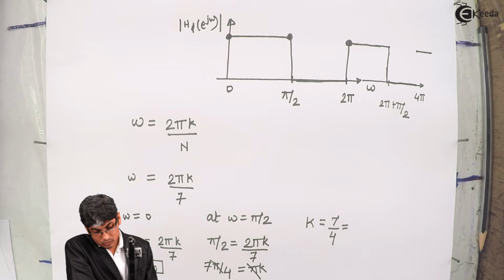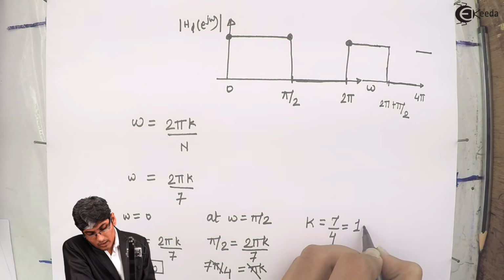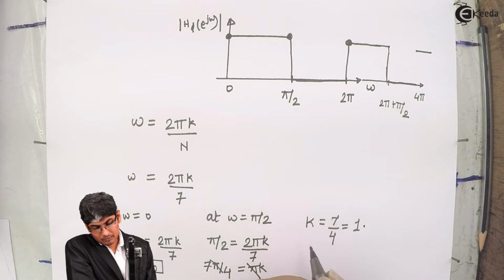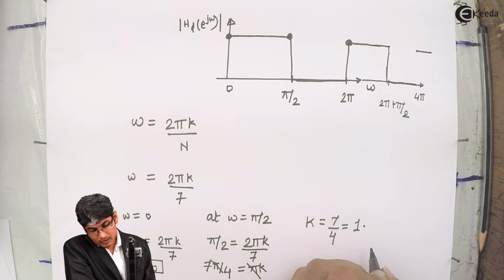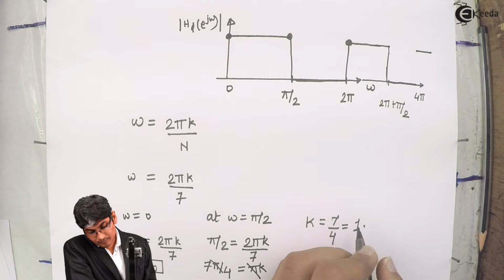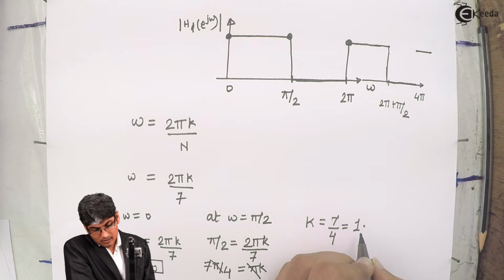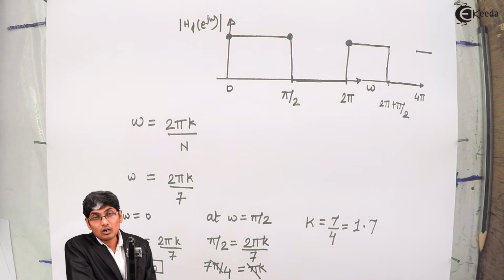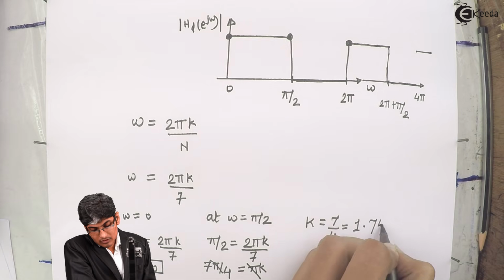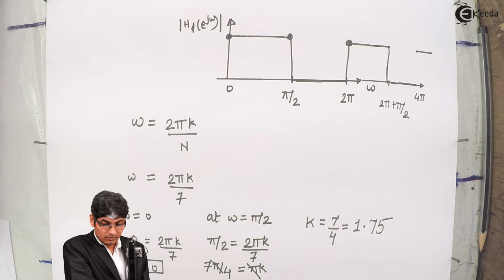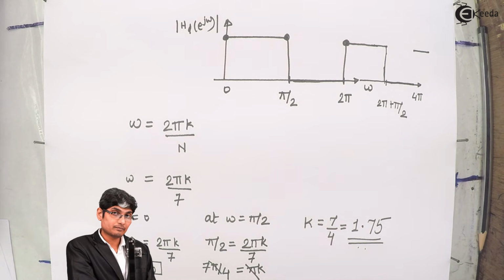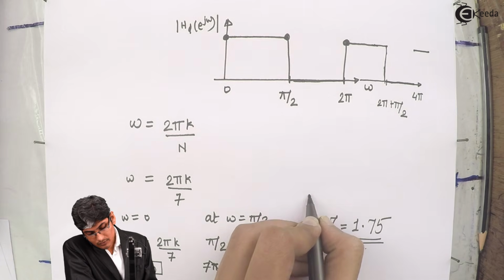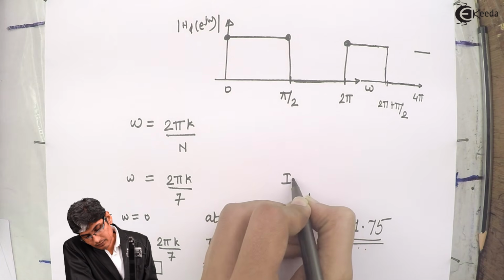Now 7 by 4 will be 1 point, because 4 ones are 4, so 3 pending, 0.30. So you'll get 7, 4 sevens are 28. Okay, and 2 remaining, so 1.75 is the value of k. Now k is always an integer, so this will always be an integer value.